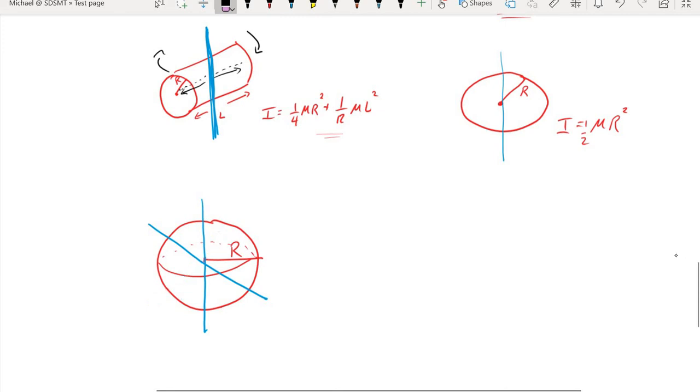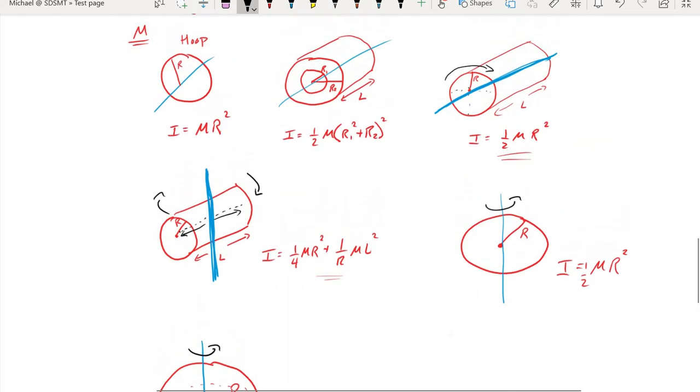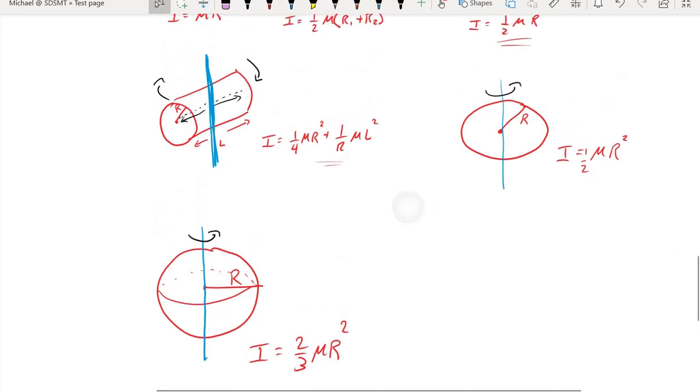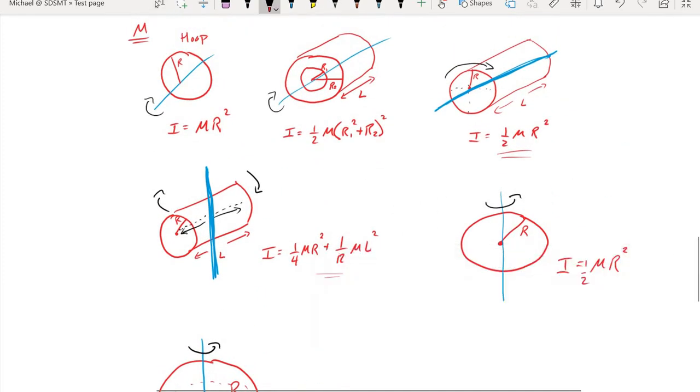The symmetry of the system is going to provide the same rotational inertia regardless of how we set this up. So we've got a sphere that's spinning on its central axes. So this hoop was spinning on its central axes. This one was spinning like this. This was spinning like this. And the rotational inertia of our sphere is 2/3 mr squared.